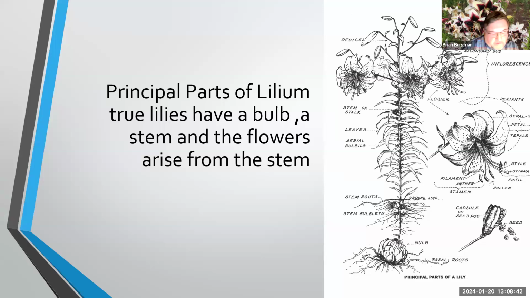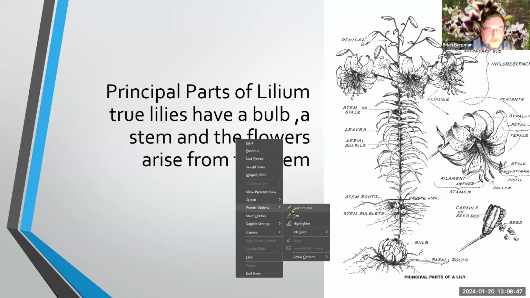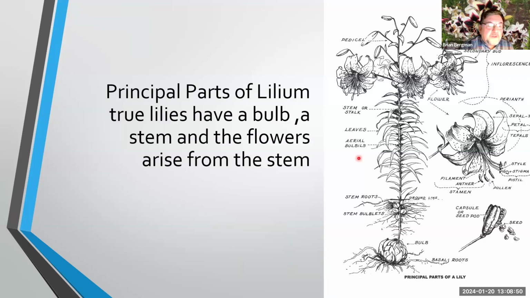I want you all to be reminded about what a lily is. The principal parts of a lily: a true lily, not a daylily, not a plantain lily, but a true lily, Lilium. We have the bulb, a concentric bulb. We have a stem, and the flowers arise from a single stem. On the flower, we have tepals, that's sepals and petals, or you can just call them petals to be technical. We also have a stigma, and we have anthers and filaments.